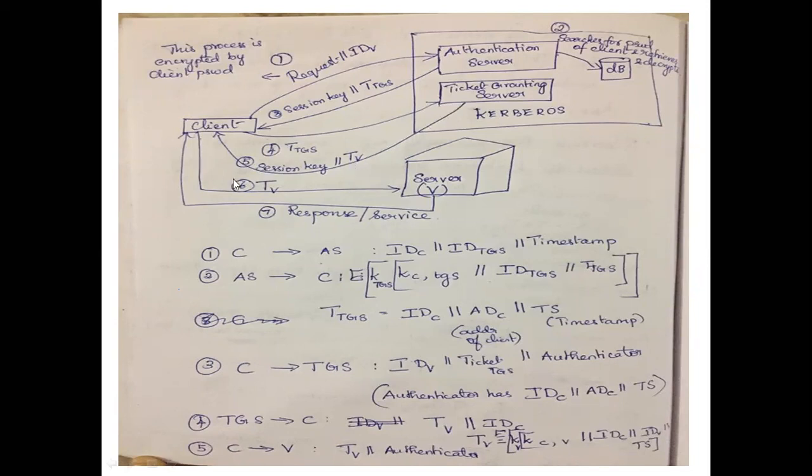Again, with the ticket of the server, in the 6th step the client contacts the server, and the server in the 7th step gives the response. So what is happening here? The first time the authentication server checks the client. The second time the ticket granting server also checks, and only then it provides the ticket to access the server. So here you are enhancing the authentication process and it is more secure. This is the second type of Kerberos.